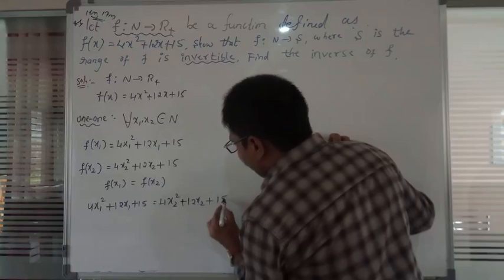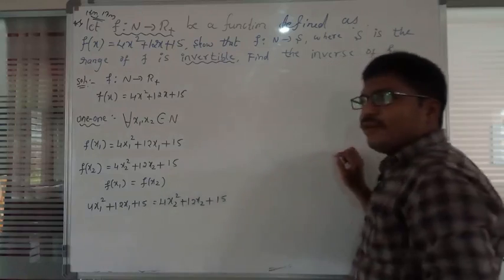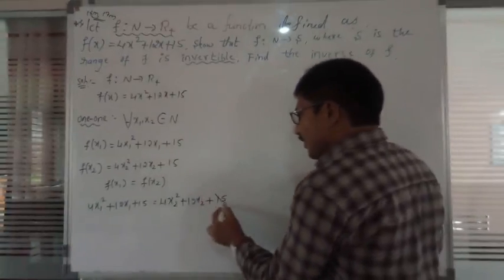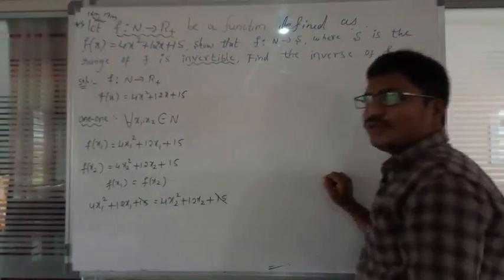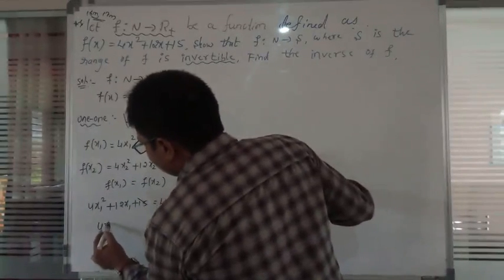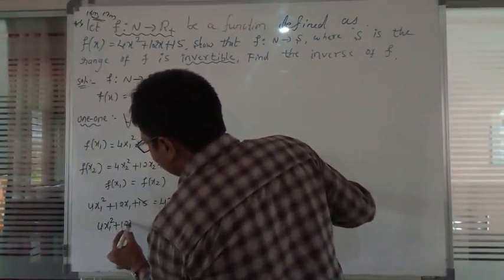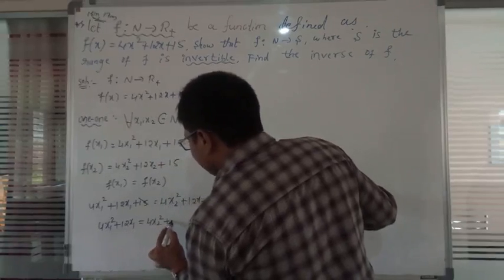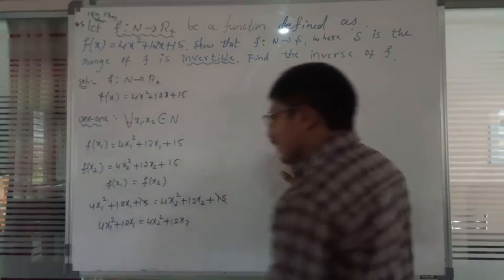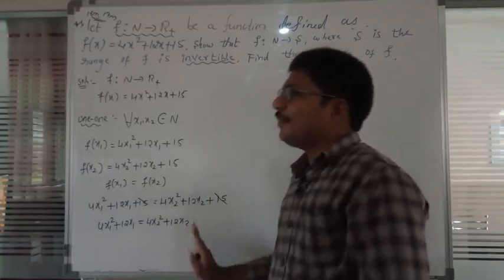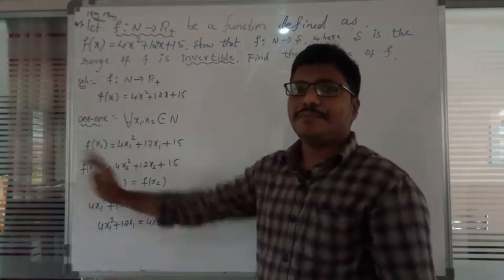If the 15 is shifted into the LHS side, what happens? It is converted into minus 15. That's why plus 15 minus 15, both are cancelled. What's remaining on both sides: 4x1 square plus 12 of x1 is equal to 4 of x2 square plus 12 of x2. Okay, now we shifted these RHS values into the LHS side.